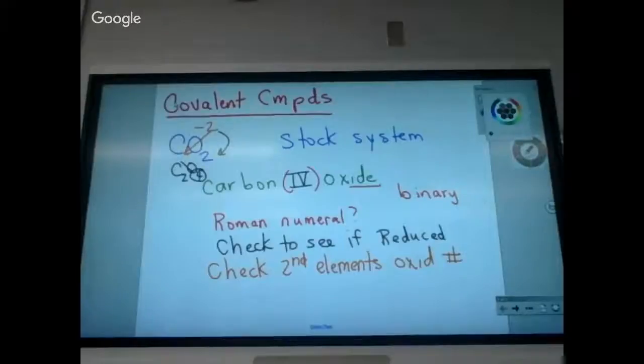Are you with me? Yeah. So it's carbon 4 oxide. And that's not the way we've been doing it normally. That's the way you've been writing their names, except this one's been reduced. Okay? Now, to illustrate that with what you've been doing.